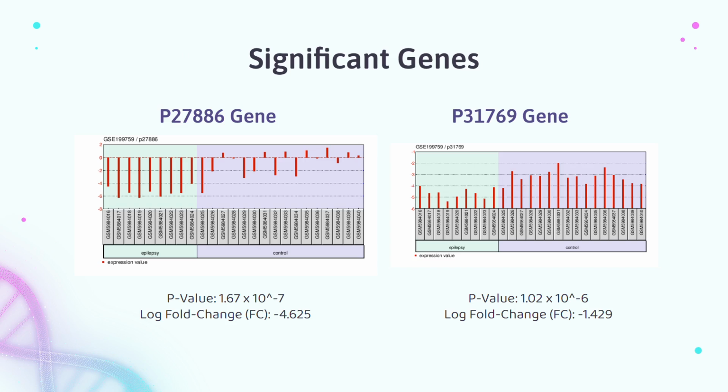The first gene that we want to look at is on the left, P27886. These bar graphs show us the expression values of that specific gene from each sample between the epilepsy and the control. So the green is the epilepsy bars, the purple is the control.